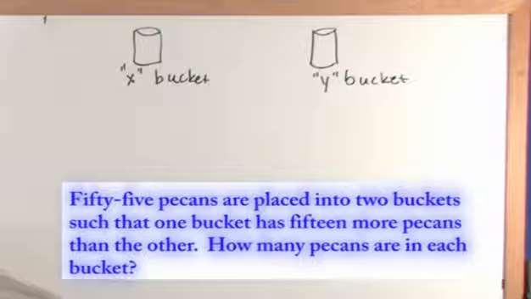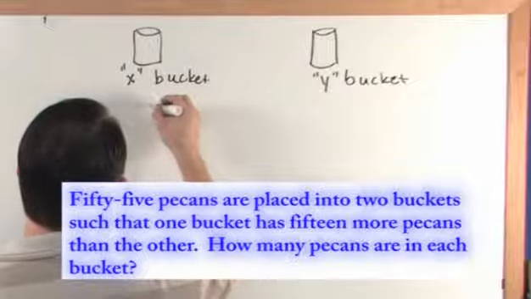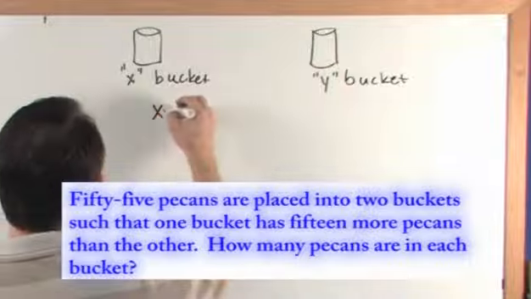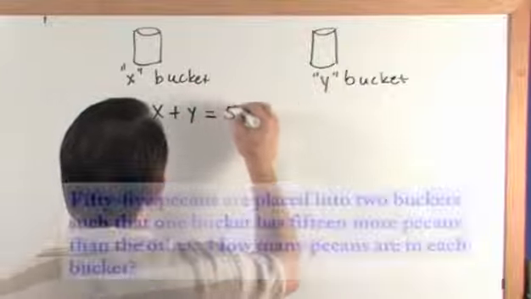55 pecans are placed into 2 buckets. Okay, that's enough to start constructing the first equation, because it tells you that the number of pecans in the X bucket plus the number of pecans in the Y bucket must be equal to 55.